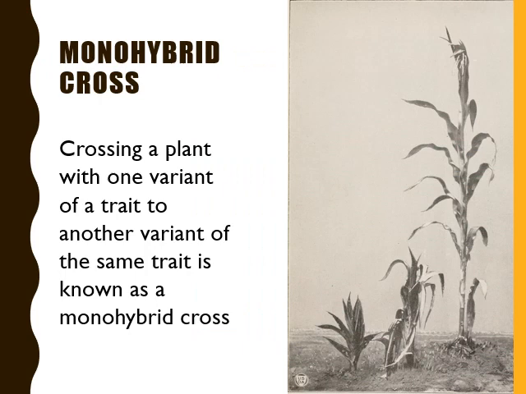So first off, monohybrid cross. This is where you're going to cross a plant with one character of a trait with a plant with another character of that same trait. So they're variants of the same trait. Here we have a tall crossed to a short. We are only looking at one trait, thus monohybrid, mono meaning one.